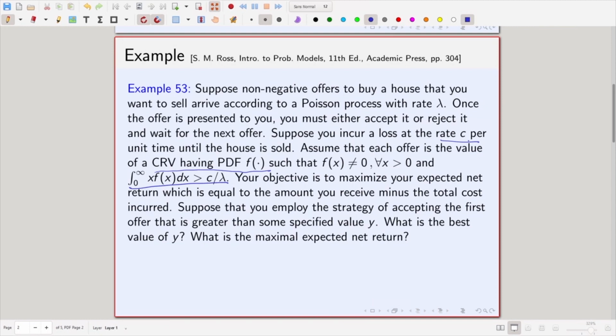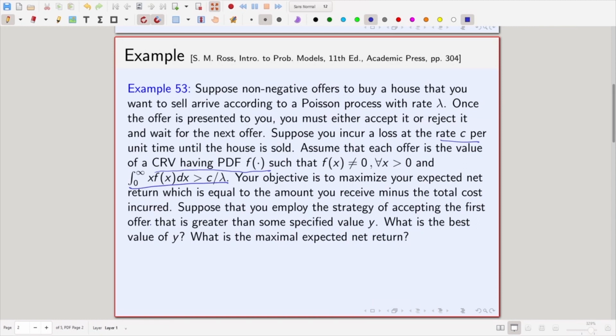Now, what is your objective? Your objective is to maximize your expected net return, which is equal to the amount you receive by selling the house minus the total cost incurred. You are incurring a cost at a continuous rate C, and then finally, when you are able to sell the house, you get a certain amount. So, what is your net gain? It is the amount you get by selling the house minus C times the amount of time you had to wait for selling the house.